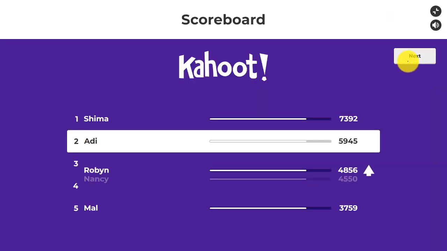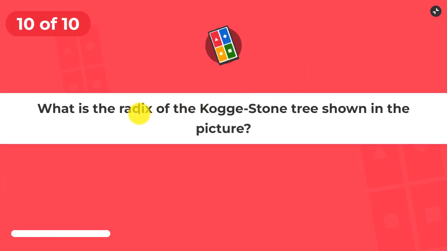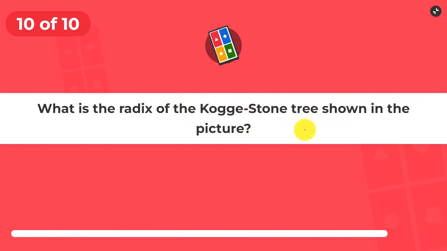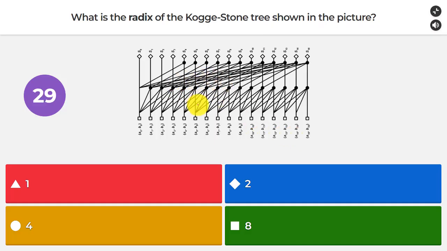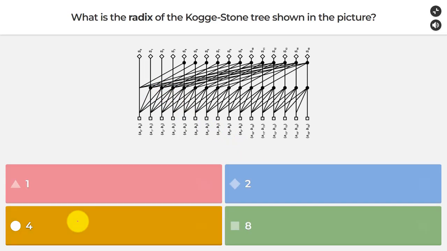So our final question over here asks what is the radix of the Kogge-Stone tree shown in the picture. We have this Kogge-Stone tree over here, and we see all these different groups of A's and B's in a 16-bit adder, and we see what they do. They go all over the place. If you count, each one of these dots gets 4 inputs to it. So the radix of this is going to be radix 4.